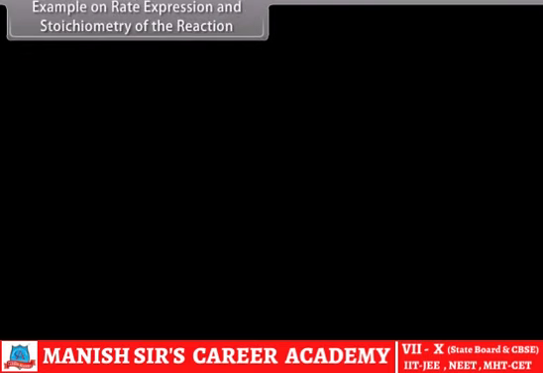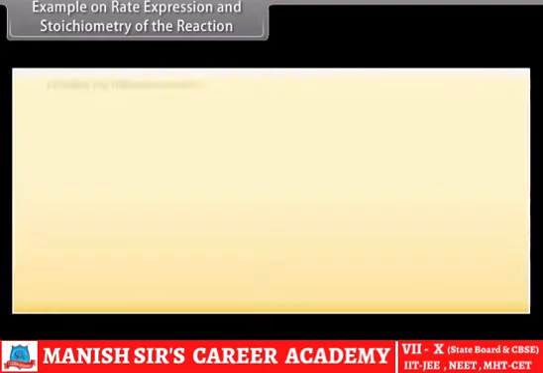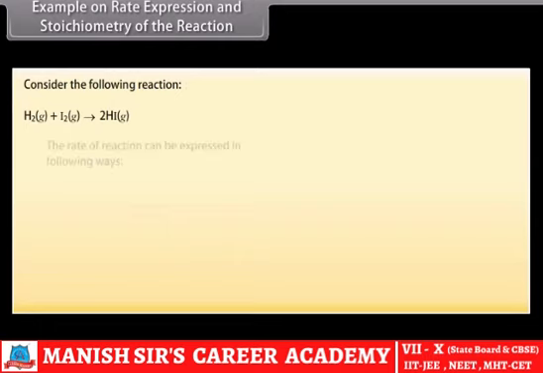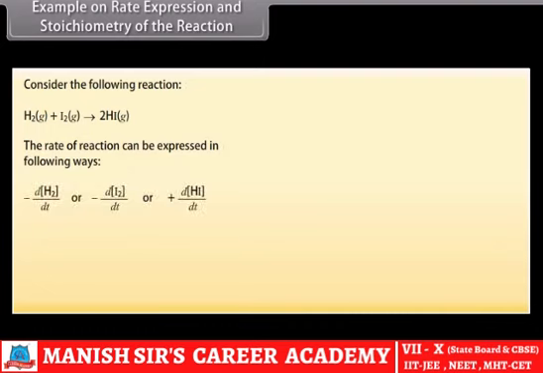Example on rate expression and stoichiometry of the reaction. Let us consider the following reaction. H2 plus I2 gives rise to 2HI. The rate of reaction can be expressed in the following ways: minus d by dt of H2, or minus d by dt of I2, or plus d by dt of HI.